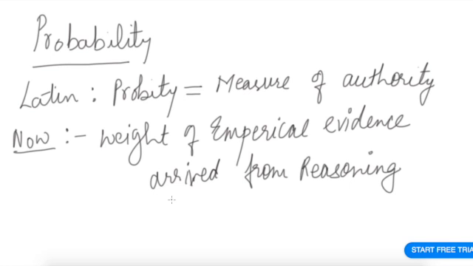So we're looking at data handling chapter 5. Now what does probability mean? In Latin, the word probity means measure of authority. So we are just going back in history. However, currently, it means the empirical evidence you arrive at from reasoning. For example, you toss a coin, you get heads or tails. So you get heads, and what's the reasoning? You will have heads or tails.